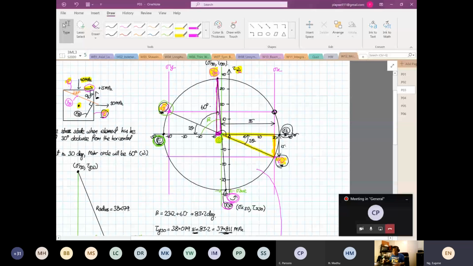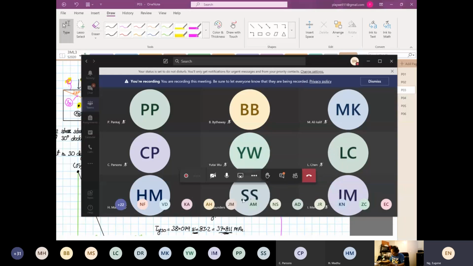So for 2D Mohr circle, good. Go for a 10-minute break. I repeat again, 10 minutes. We come back, we're going to do 3D Mohr circle. Go for your break now. Thank you.